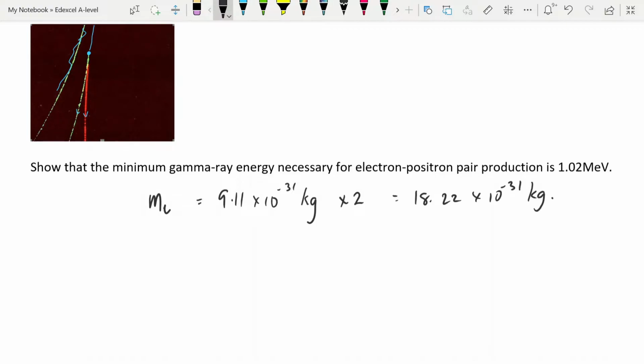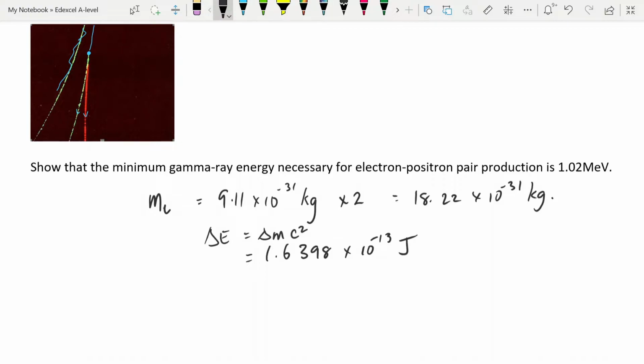So how much energy then is that equivalent to? We use Einstein's equation to find that, and we're substituting our 18.22 times 10 to the minus 31 in for delta M here. And that gives us an energy of 1.6398 times 10 to the minus 13 joules.